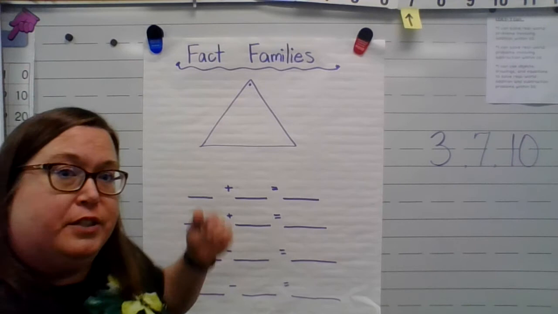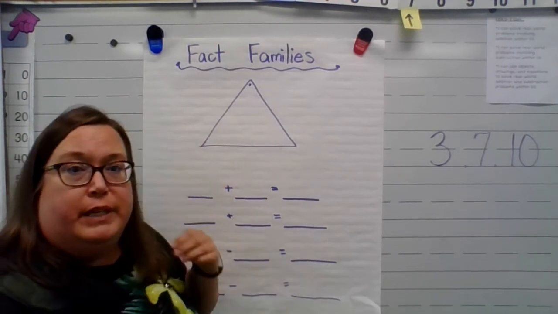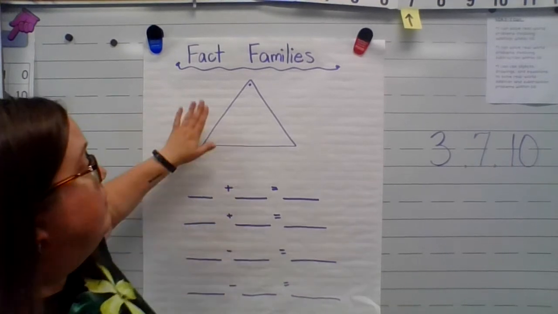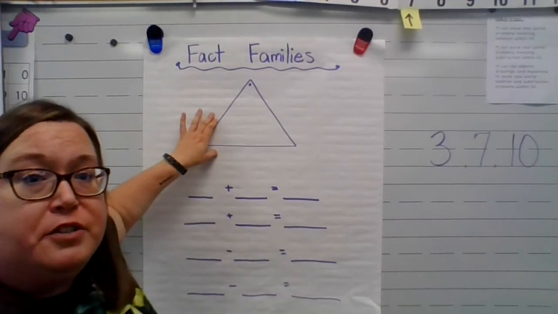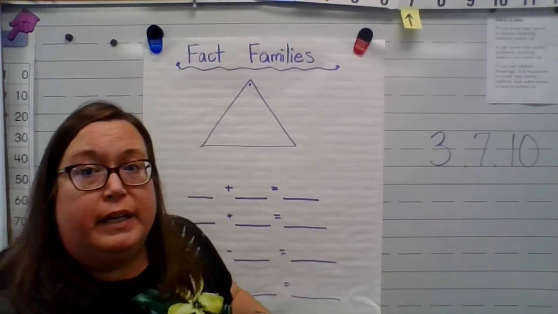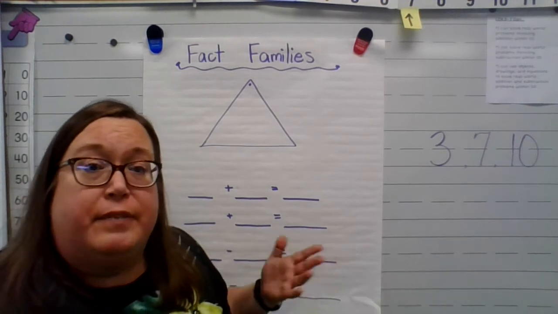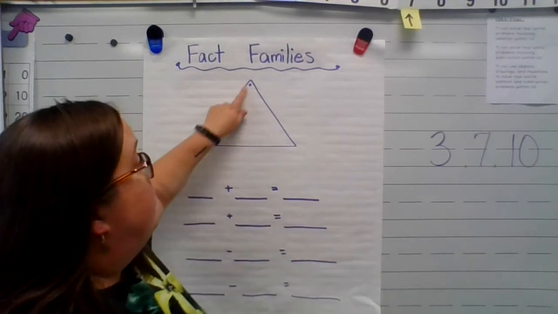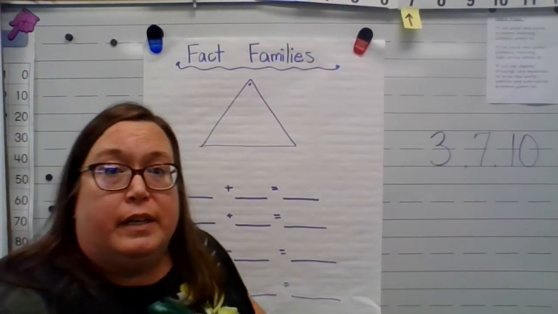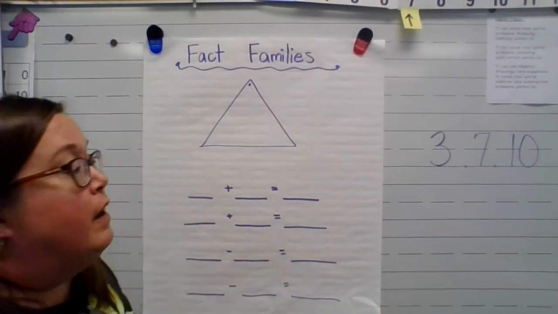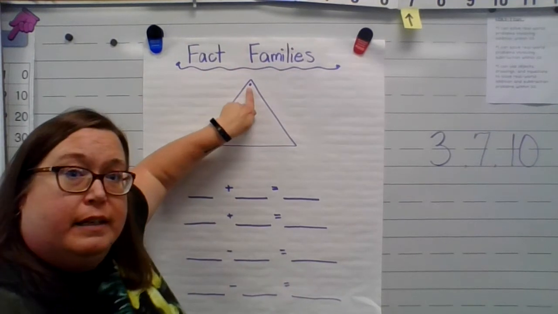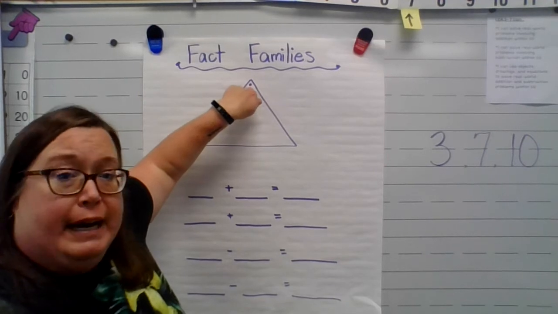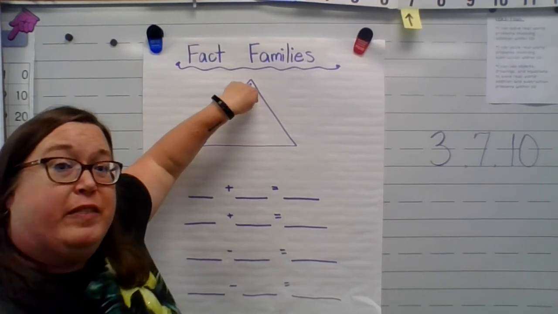There are different ways to show fact families. One way that I like to use is called a fact triangle. It looks like this. A fact triangle is perfect for showing a fact family because there are three numbers in a fact family and there are three corners in a triangle. A fact triangle has a dot. Wherever that dot is, it's usually at the top, but that dot goes with the biggest number.